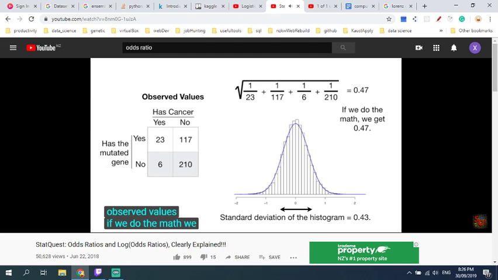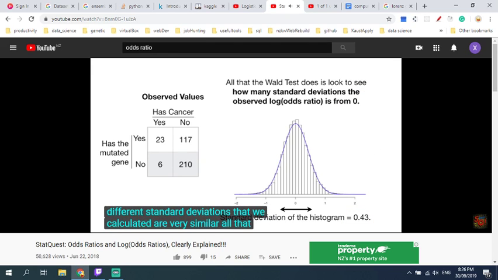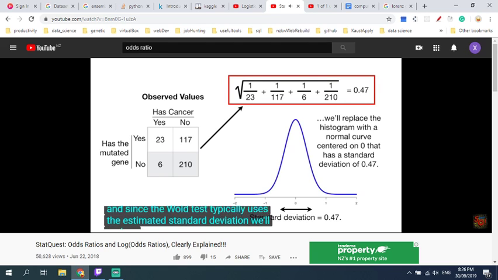If we do the math, we get 0.47. The two different standard deviations that we calculated are very similar. All that the Wald test does is look to see how many standard deviations the observed log of the odds ratio is from 0. And since the Wald test typically uses the estimated standard deviation, we'll replace the histogram with a normal curve centered on 0 that has a standard deviation of 0.47.